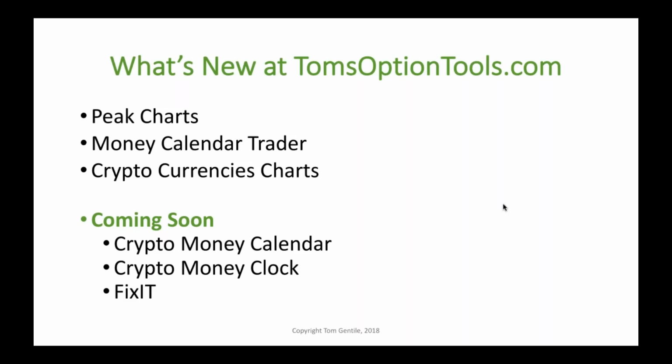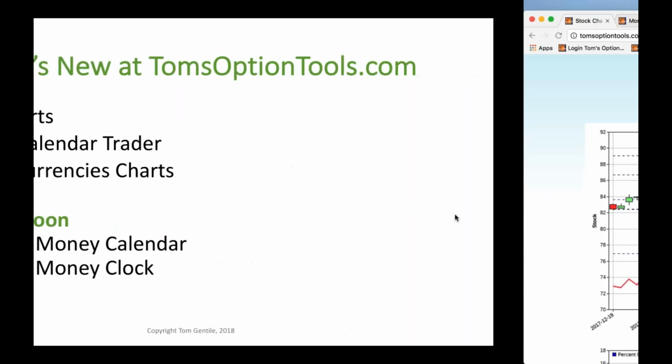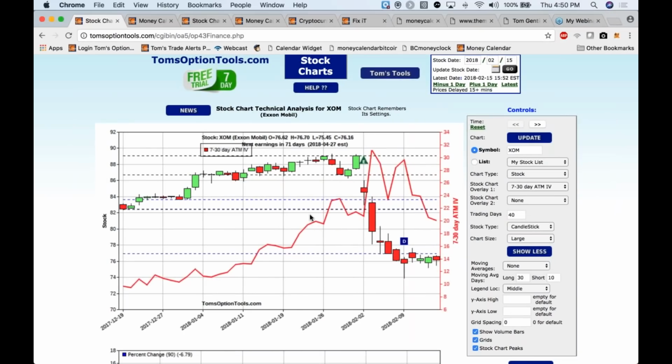So speaking of peak, let me talk about what's new with our tools. We have something called peak charts. I'll show you Money Calendar Trader, and then I want to show you cryptocurrencies charts, which are something we put in brand new. And then I'm going to show you some of the coming soon stuff we've got going on. So let's slide over here. First, I'm going to bring this up and make this huge, and I want to show you peak charts.